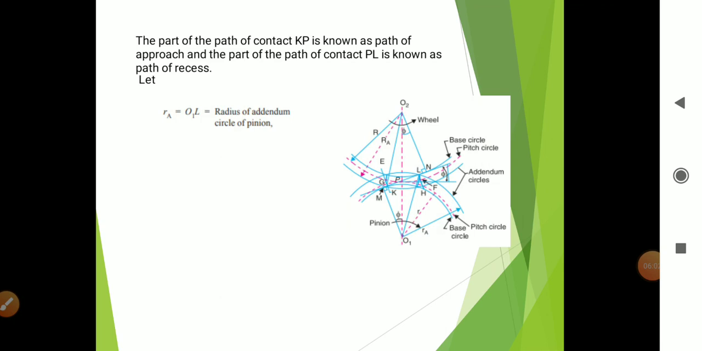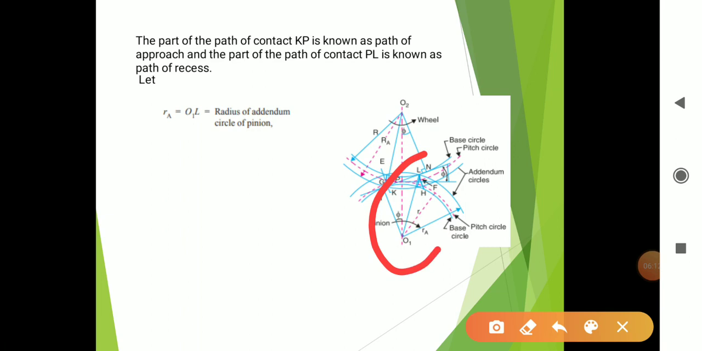So r_a is nothing but O1L. In that figure, this O1L is nothing but r_a, the radius of the addendum circle of the pinion.